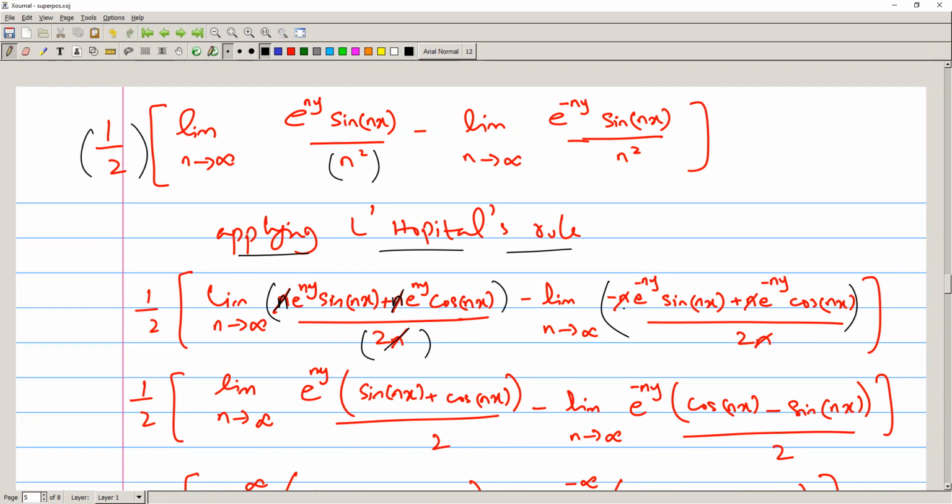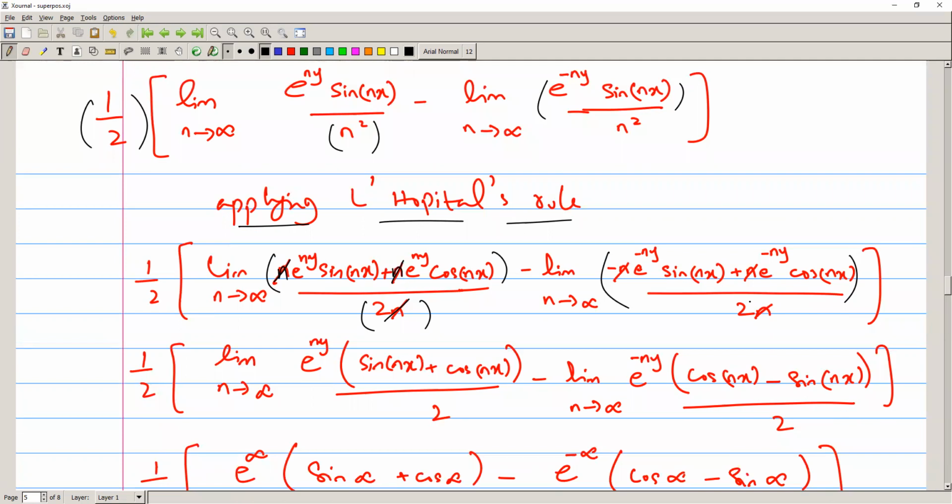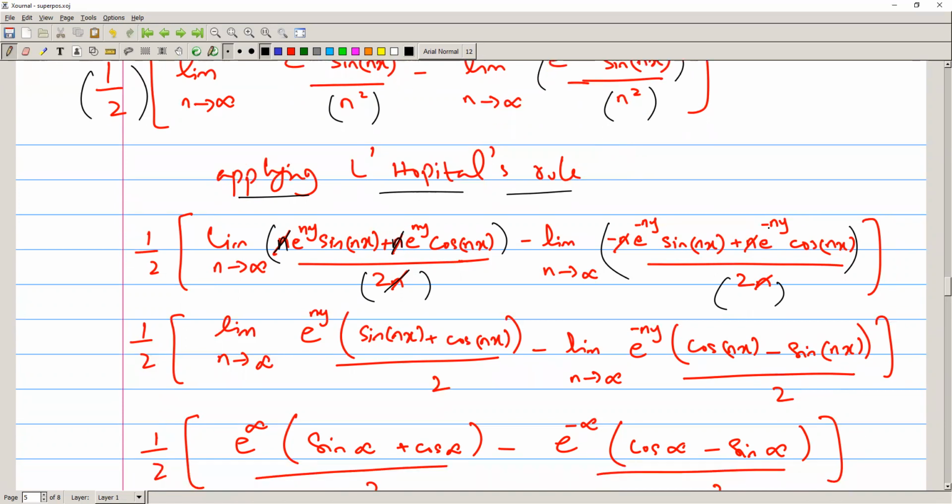All right, so the derivative of e to the power negative ny sine nx will be equal to negative n e to the power negative ny sine nx plus n e to the power negative ny cos nx, over 2n, because the derivative of n squared is 2n, right? So similarly in this case also, this n will cancel out with these n's. Now we are left with e to the power ny, which is common in both, so we can take it outside.